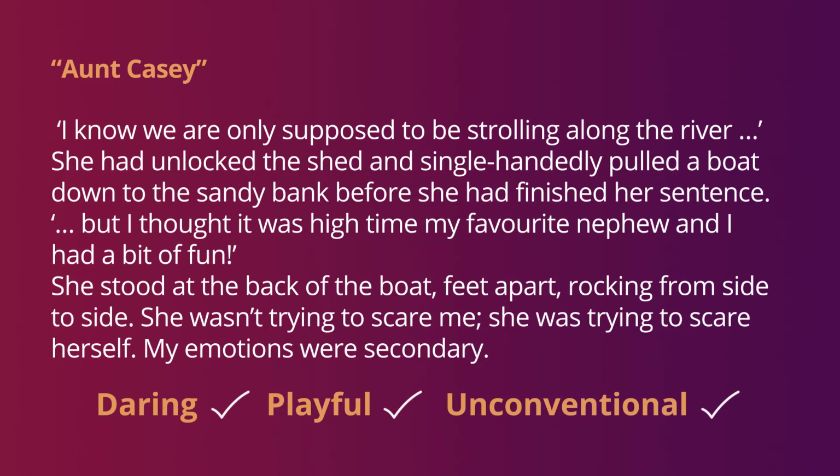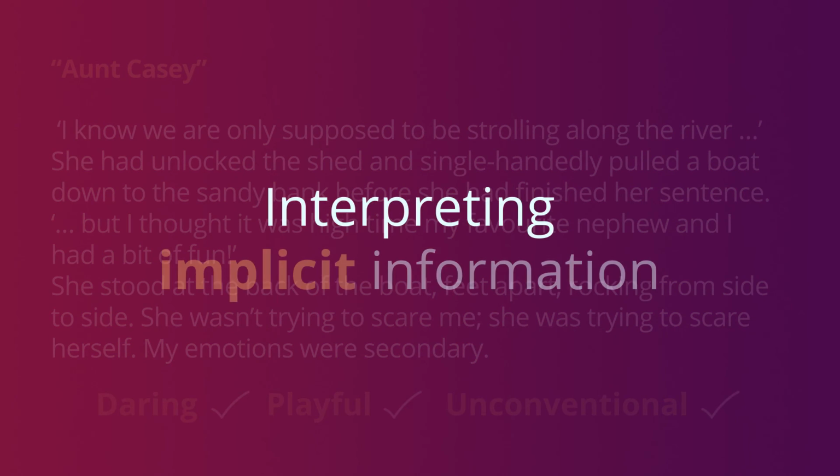We were able to interpret Aunt Casey's behaviour from what she said and what she did, and then we were able to describe her behaviour and then get a feel for the sort of person she is. This is an example of interpreting implicit information in a narrative, meaning the ideas are in the narrative, but the words themselves aren't in there.